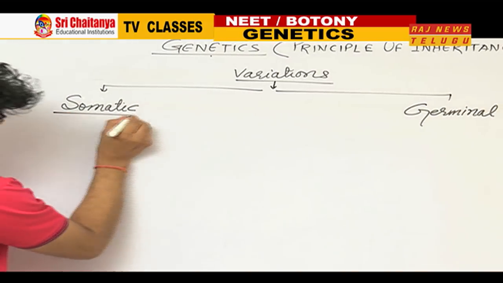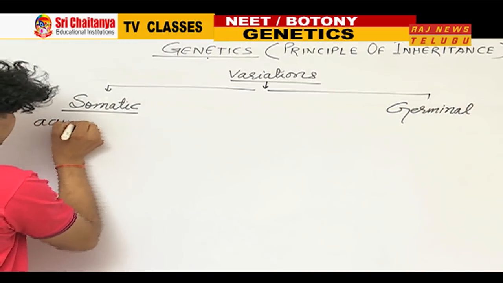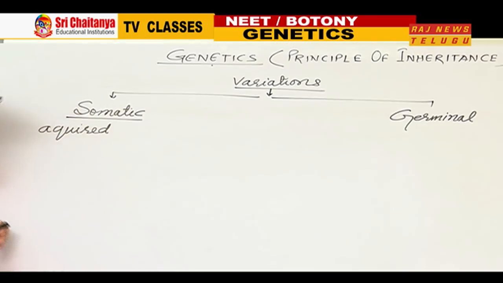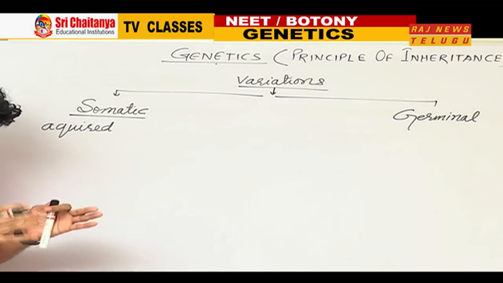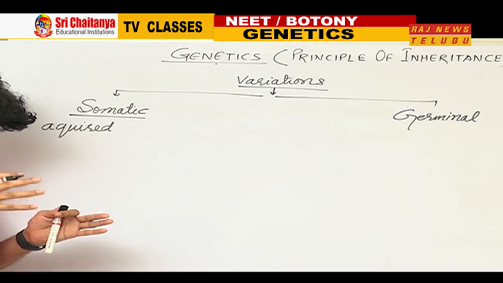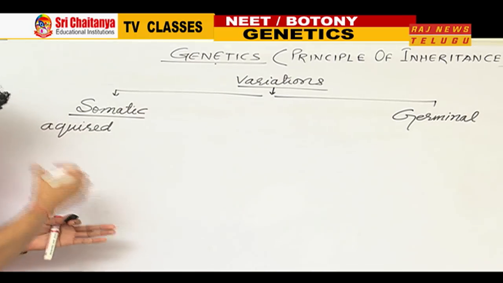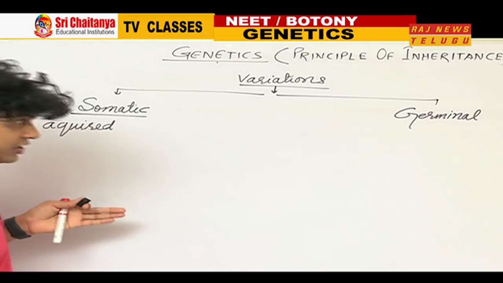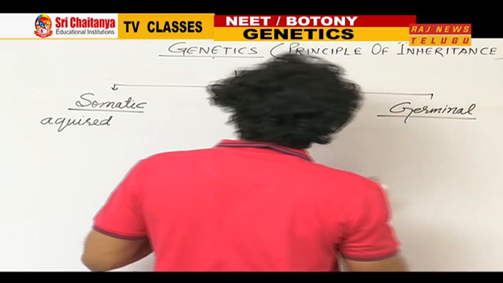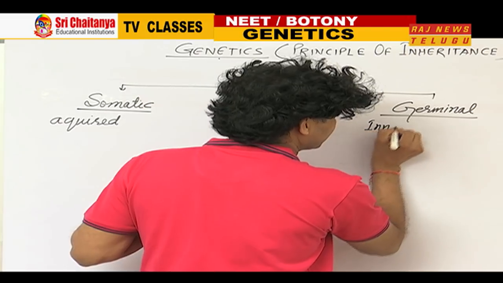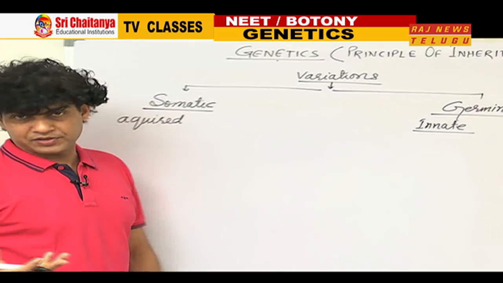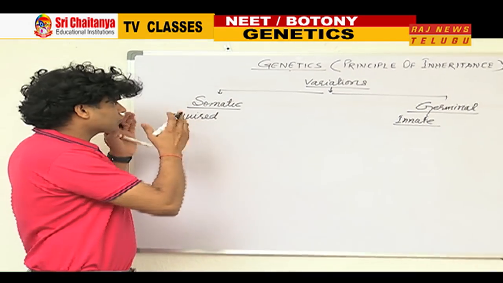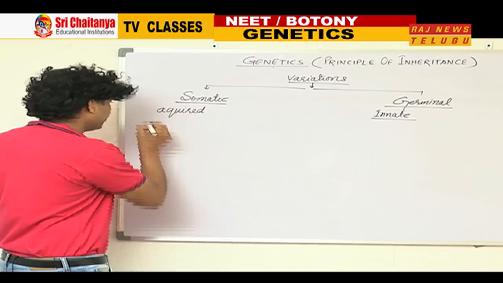Somatic variations means acquired variations, means those variations that we earn after our birth. Such kind of variations are not present since our birth. After birth we gain such kind of variations, so they are known as somatic variations. On the other hand, germinal variations means innate variations, means such kind of variations remain present since our birth. So there are two types of variations, somatic variation and germinal variation.